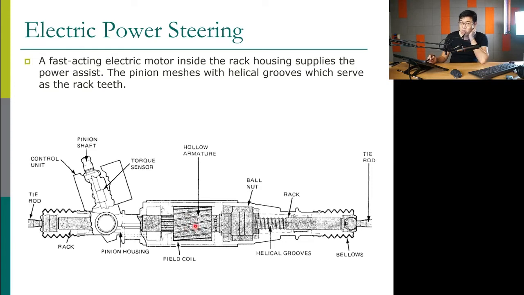In order to know whether the driver turns left or right, or when the driver turns the steering wheel, we have to put a torque sensor there. We used to have a torsion bar in the hydraulic system. Now instead of a torsion bar, we put a torque sensor there. This torque sensor sends the signal, the information, to the ECU, and the ECU figures out the meaning of that, and then it controls the motor here. This is a kind of step motor or fast-acting electric motor.